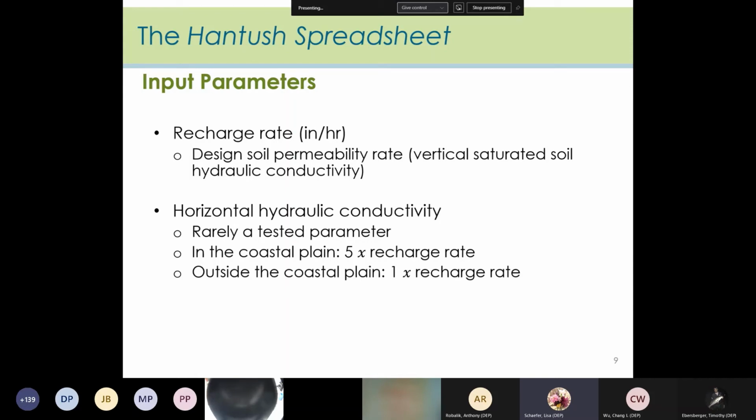The second input is the horizontal hydraulic conductivity, and it's rarely tested on a single site scale just for conducting your groundwater mounding analysis. So you will usually use presumptive values, and there are two categories. Basically, if you're in the coastal plain, the horizontal saturated soil hydraulic conductivity is presumed to be 5 times the recharge rate. If your site is located outside the coastal plain, the horizontal saturated soil hydraulic conductivity is presumed to be the same as the recharge rate.